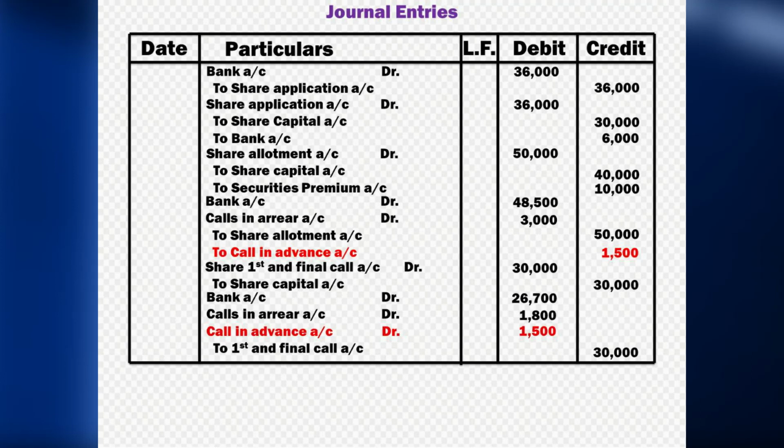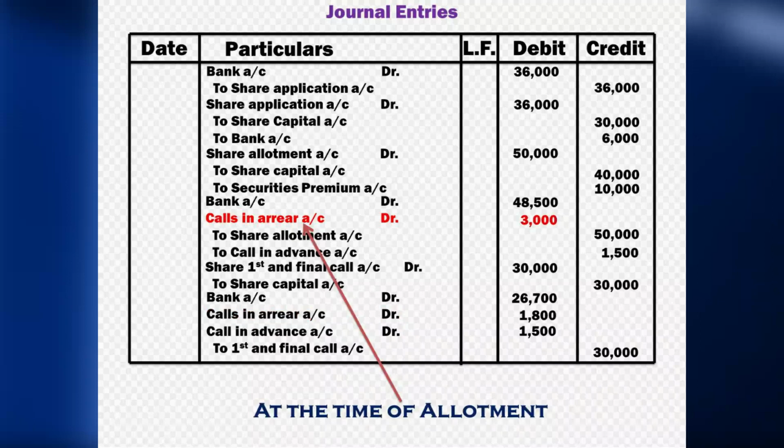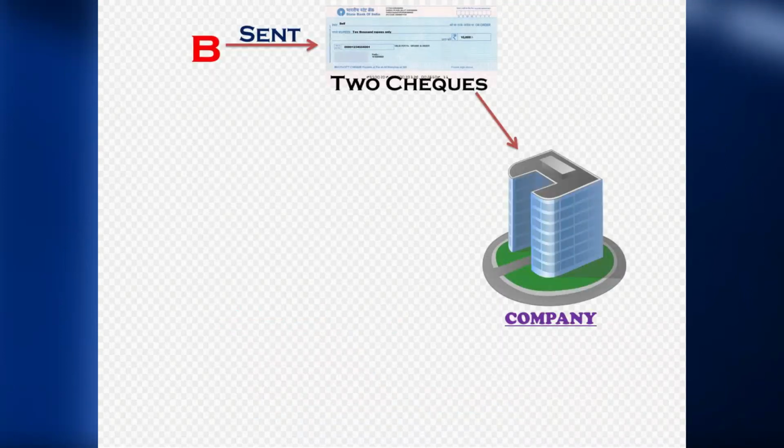But still we are maintaining the calls in arrear account. At the time of allotment, it was debited 3,000, and at the time of first call, it was debited by 1,800. It means we have to receive these two checks from B, and this money will be received with interest later on.